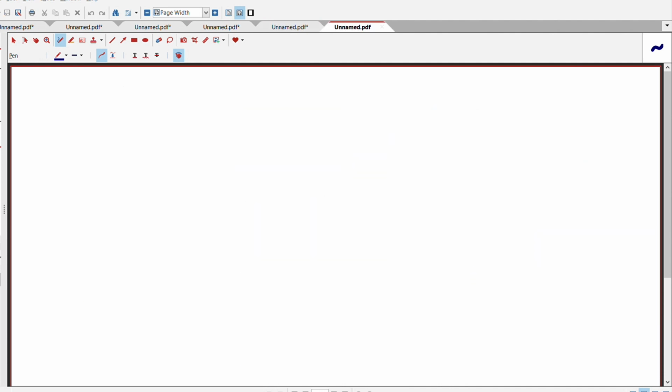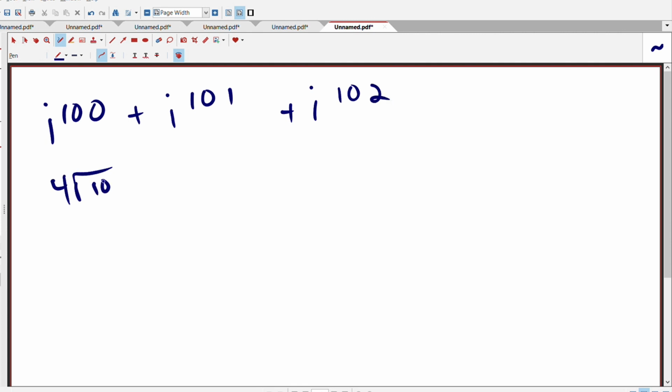I'm just going to do a few more of these. i to the 100 plus i to the 101 plus i to the 102. Well, 4 goes into 100 25 times, so I know it's remainder 0. Since this is 1 away from that, I know it's i to the 1, and that's 2 away from the original, so it's i to the 2.